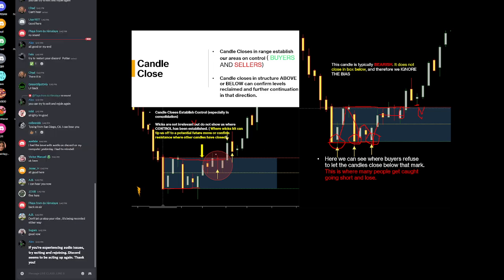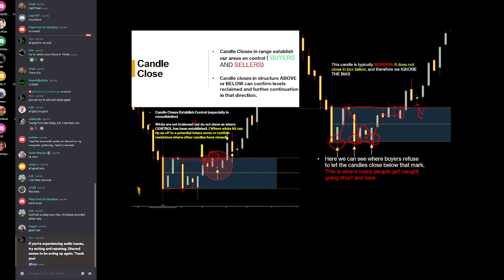Because a lot of the times, like this wick right here, that wick does not matter to me, right? That's not my point. There's a wick here, right? Wicks are not relevant, but do not show us where the control has been established. Where wicks hit can tip us off to potential for a future move or confirm resistance where other candles have closed. So yes, a wick off of the candle close establishes that, right? Same thing across the board, same thing on the floor.